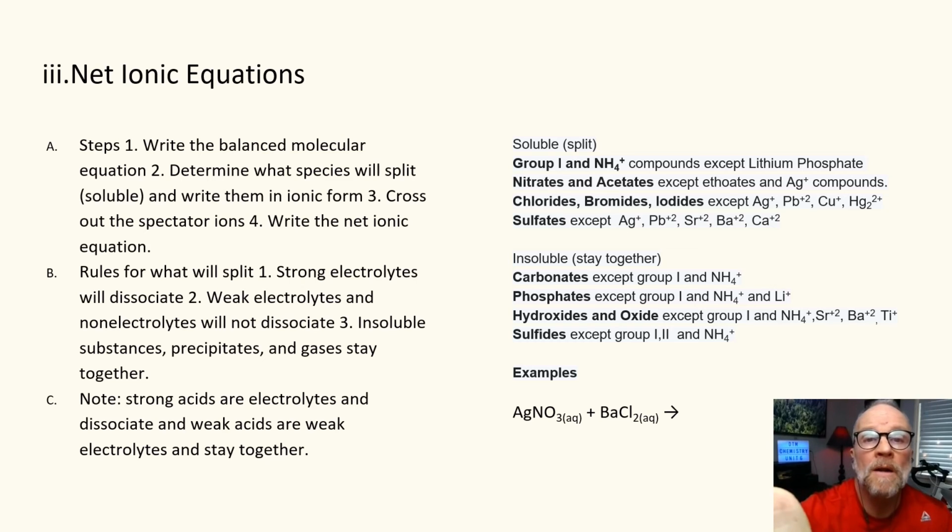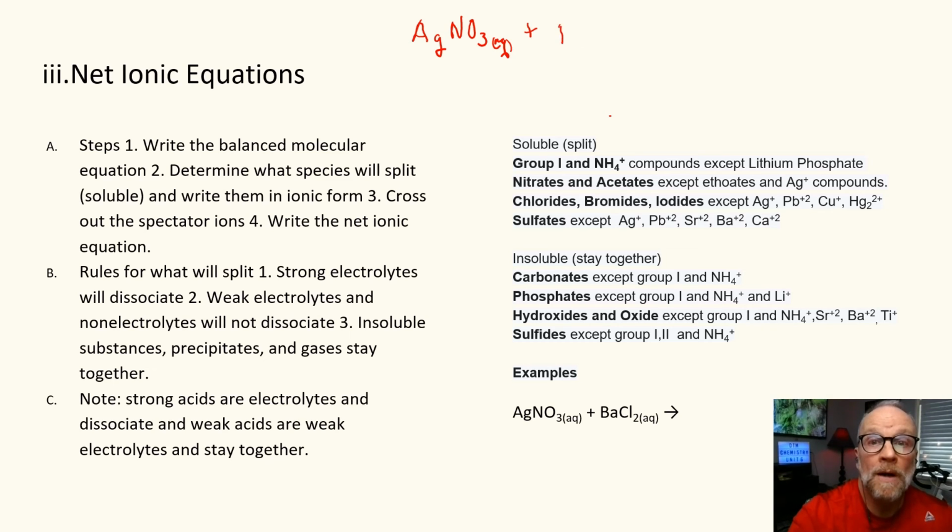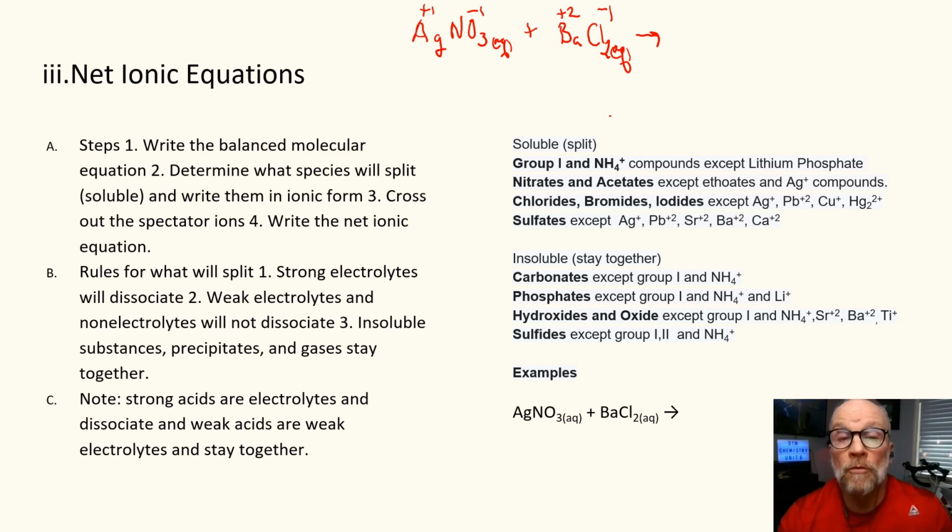I'm going to write it up here so we'll have a little bit more room. We have silver nitrate in the aqueous form, and we have barium chloride, aq. All right, so we're going to write the charges: +1, -1, +2, -1. All right, so now we're going to pair things of opposite charge.